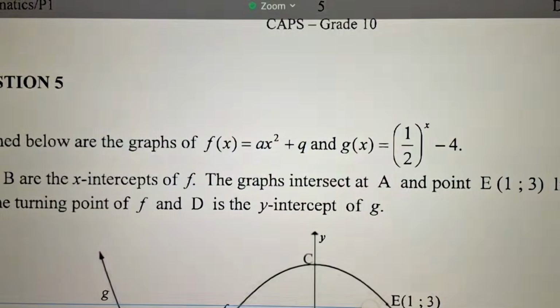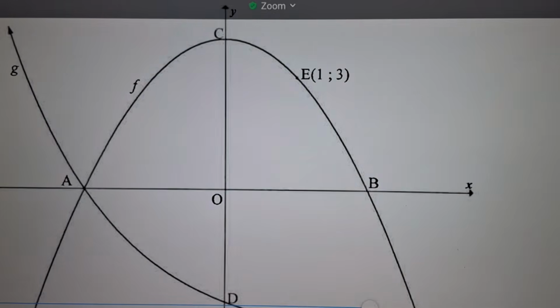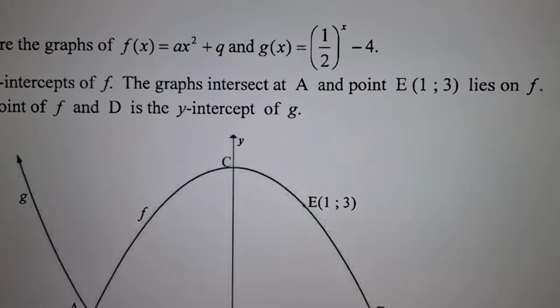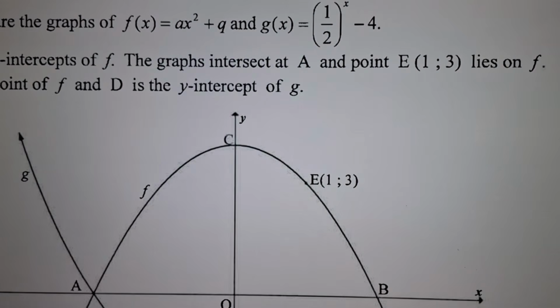Okay, let me show you. We're going to use 2 points. Let's look at graph F. For graph F, we can use 2 points, like point E, with the coordinates 1 and 3. Because it has coordinates, we can substitute that point E into the graph f(x), because point E is on top of graph f, so we can use it.